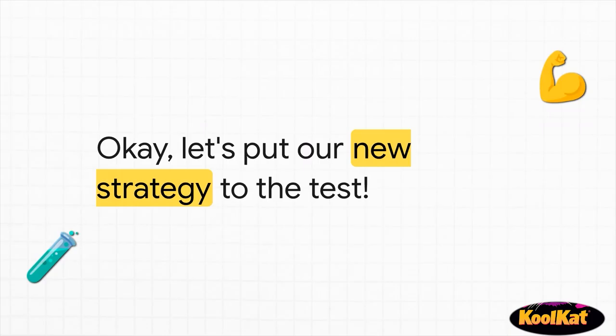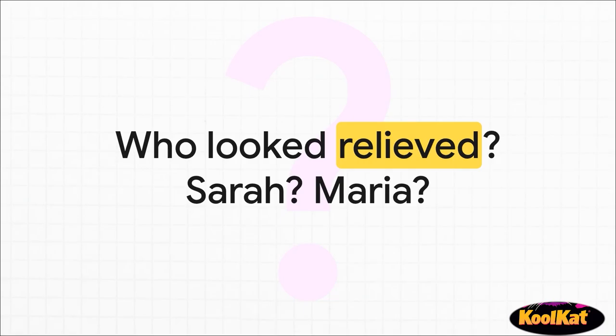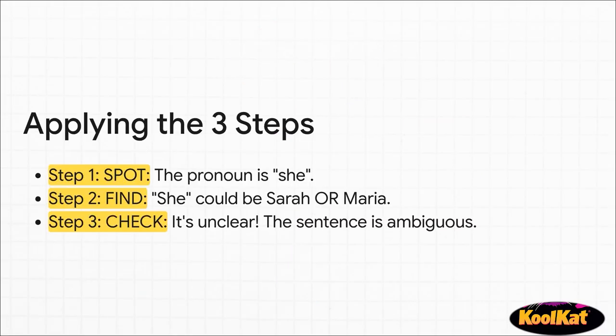All right, theory is great, but practice is where it's at. The best way to get good at this is to just do it. So let's put our new 3-step strategy into action right now. We're going to walk through this first one together, step by step. I want you to see just how easy this is once you have the system down. Ready? Let's do it. Here's our practice sentence. After Sarah handed Maria the report, she looked relieved. Okay, just read that, and what's your gut reaction? Who looked relieved? Was it Sarah or was it Maria? Is it perfectly clear? Now let's apply our 3-step solution.